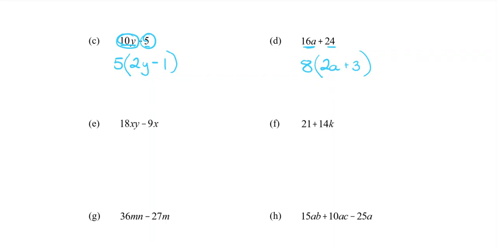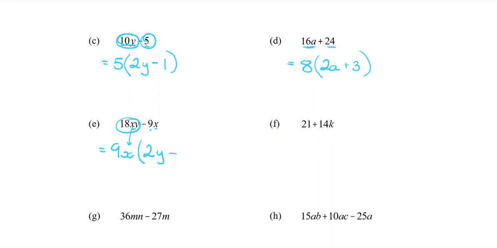Question E. We are going to look for a factor here. So we have 18xy minus 9x. So let's find a factor. 18 and 9. We can take the 9. The smaller number works for both of those. But also, there is an x in both terms. So we're also going to have a letter factor here, x. Okay, so if we take 9x out as a factor, 18 divided by 9 is 2. The x has gone out the front, but the y will need to go in the bracket.